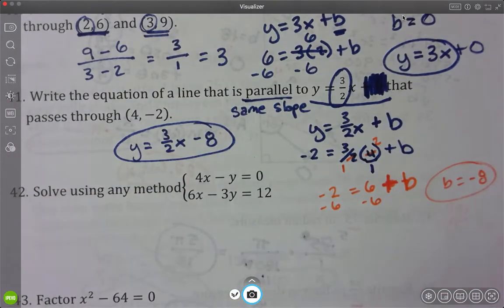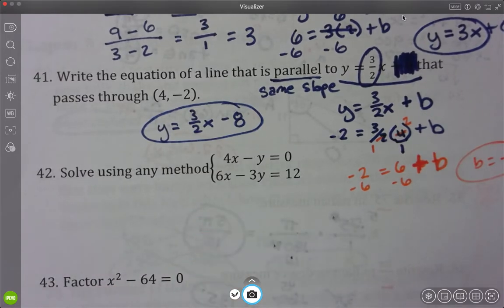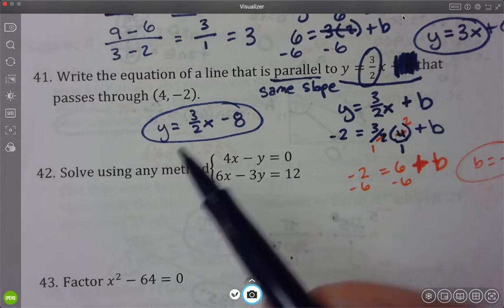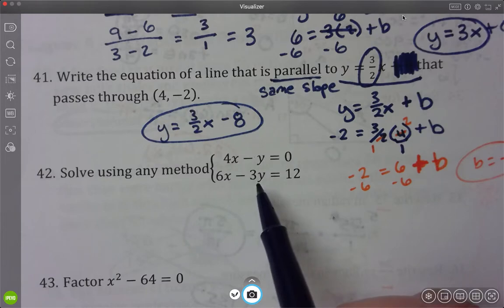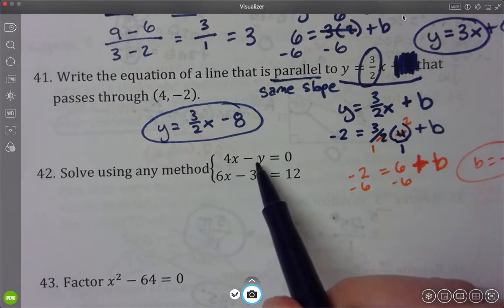Okay, all right, 42. I can solve this using any method. The two methods that I've dealt with already were substitution and elimination. It doesn't matter which one you use. I like elimination better than I like substitution, so I'm going to go ahead and do that method. But what we're going to do here is to eliminate, let's see, x's, I could eliminate the x's. Y's might be a little bit easier to eliminate though.